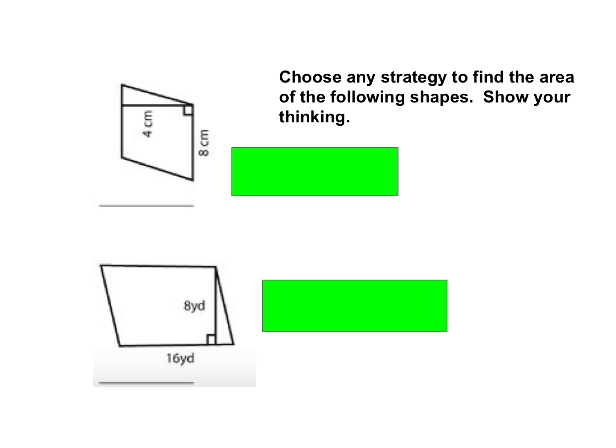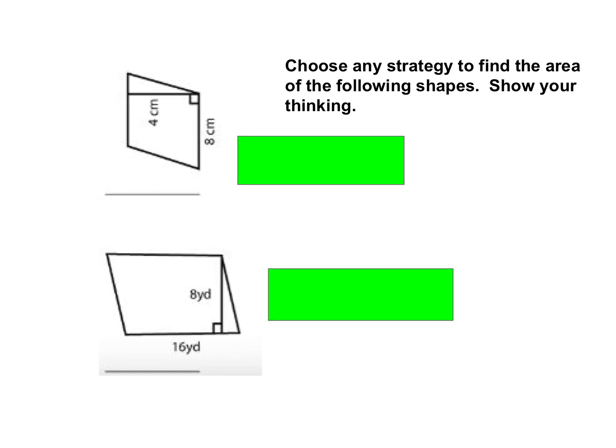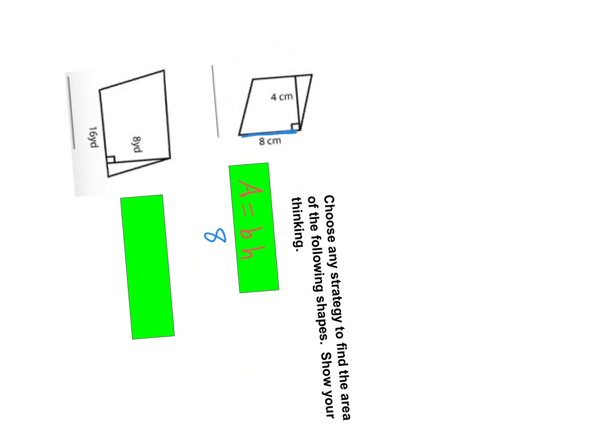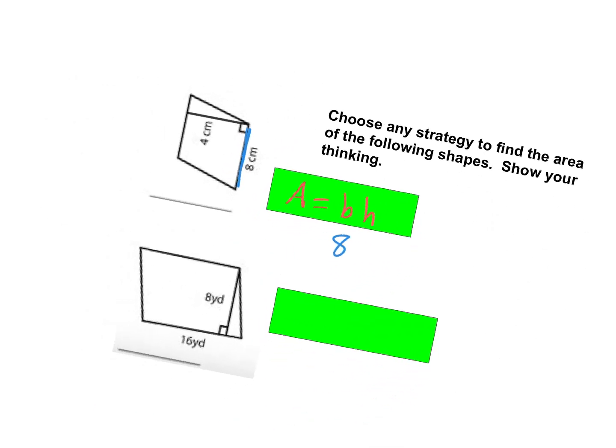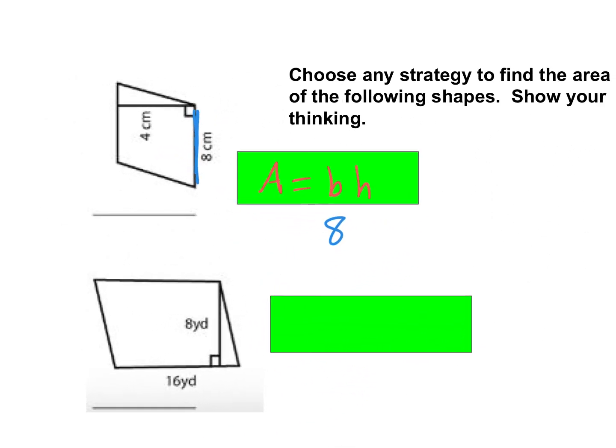These two figures are parallelograms. So to find the area for a parallelogram, we're going to do area is base times height. So on this top figure, what is our base? Well, our base is actually the 8 because the height is perpendicular. It stands straight up from the base. So then our height is 4 centimeters. So we have 8 times 4, 32 centimeters squared, or square centimeters.